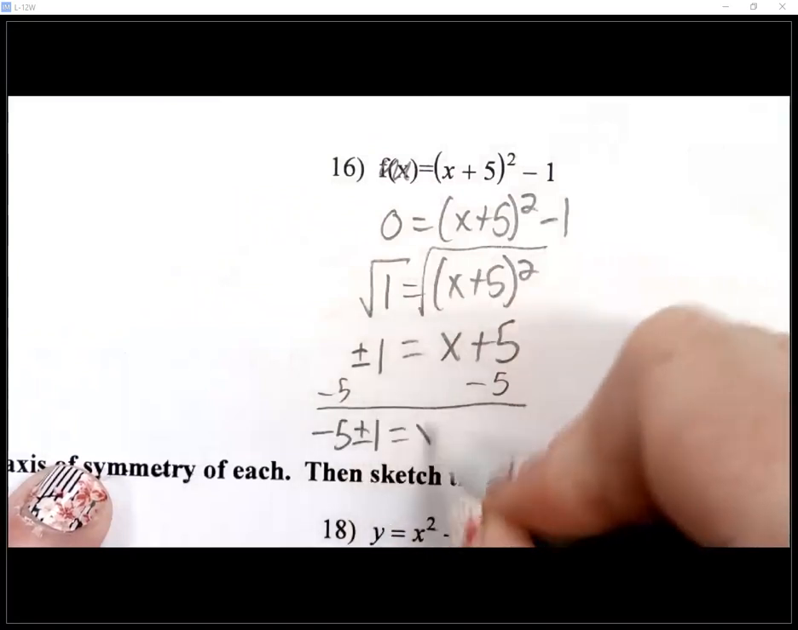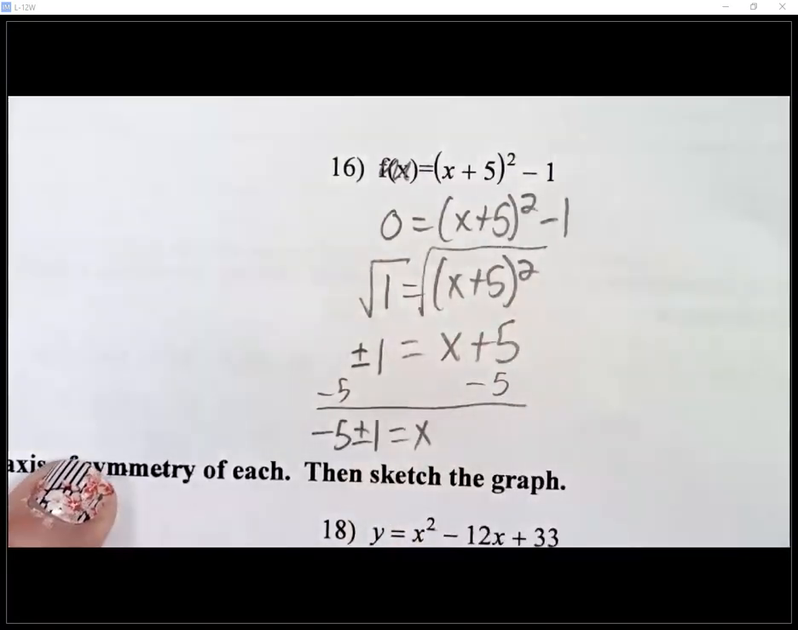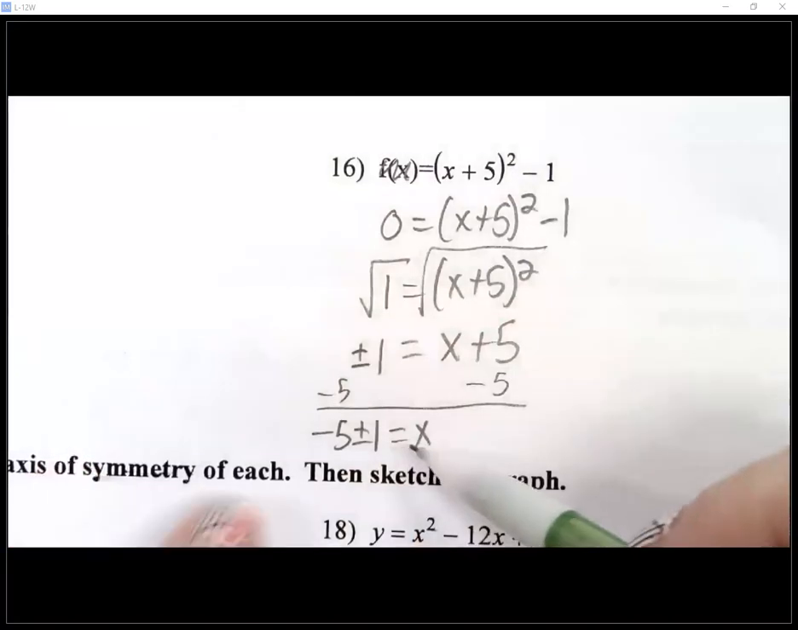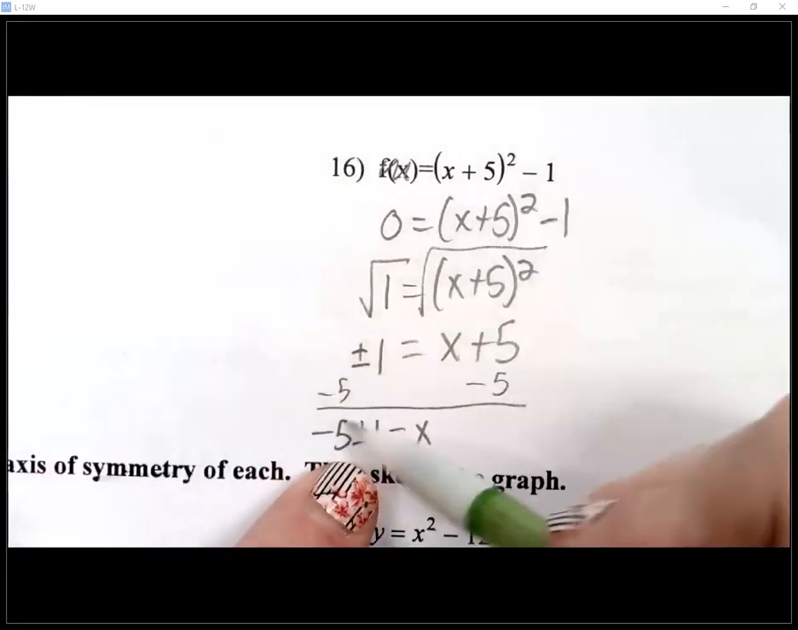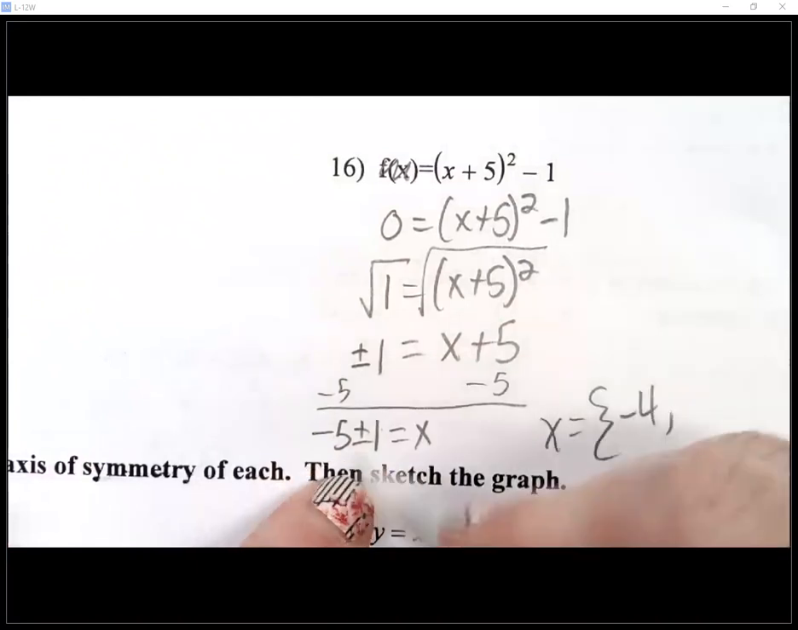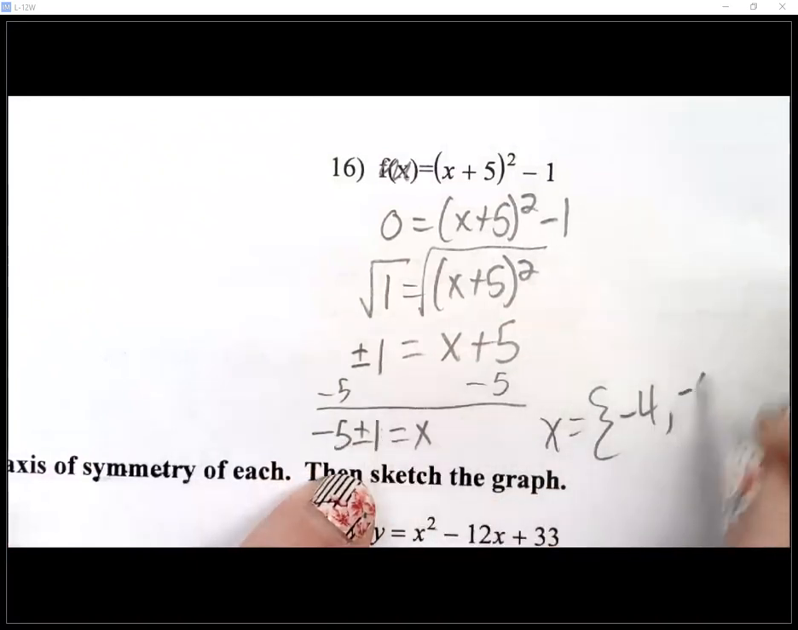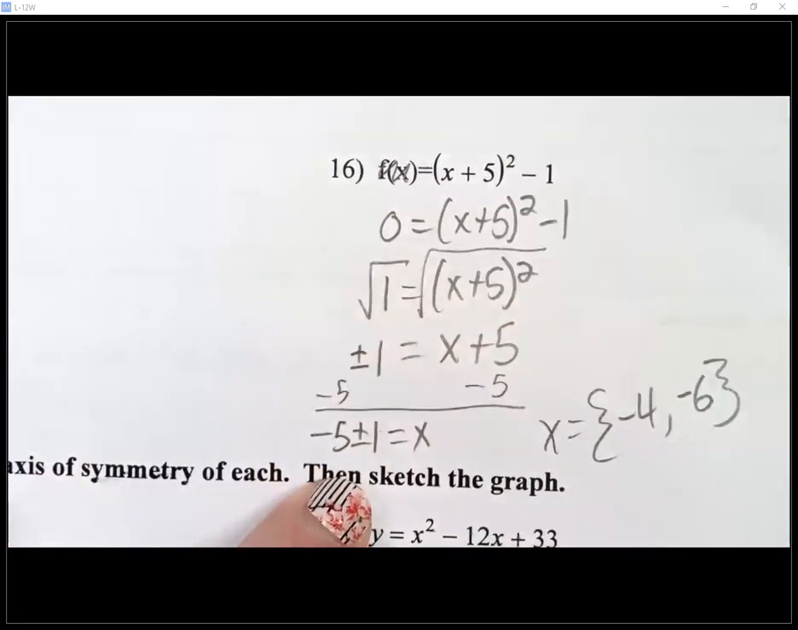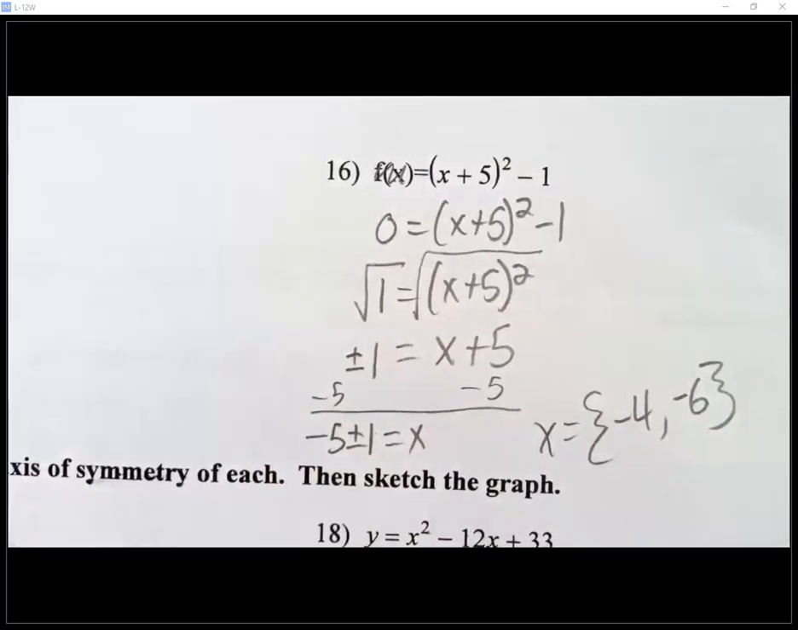If you leave your answer like that, I'm probably going to take off half a point. You're not done. -5 plus 1 is -4. -5 minus 1 is -6. There's my 2 answers. If there's a square root, then you leave it because you can't go any further.